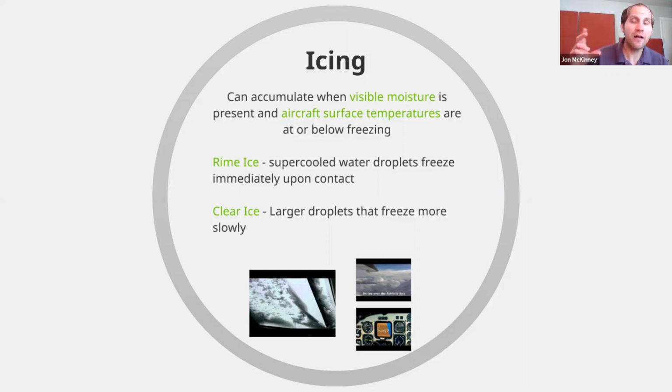That area of +5 to -5, the warmer side of the spectrum, is where you're more likely going to see the clear ice. And then the colder temperatures is probably more where you'll see the rime ice. The clear ice accumulates extra fast.